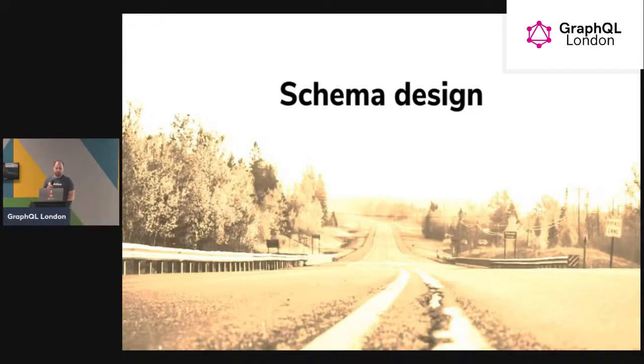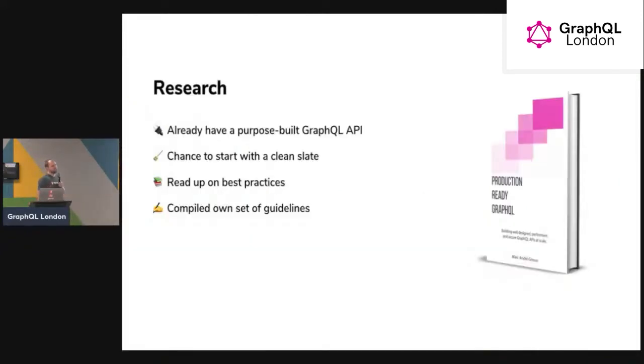Next comes another interesting thing: with any API, you need to think about how you are going to design this API. What methods or entities are going to be there? Schema design, right? For this, I just did a bunch of research. We already had a purpose-built GraphQL API, so choosing GraphQL was a no-brainer for us, because our web app and our backend are already connected using GraphQL.